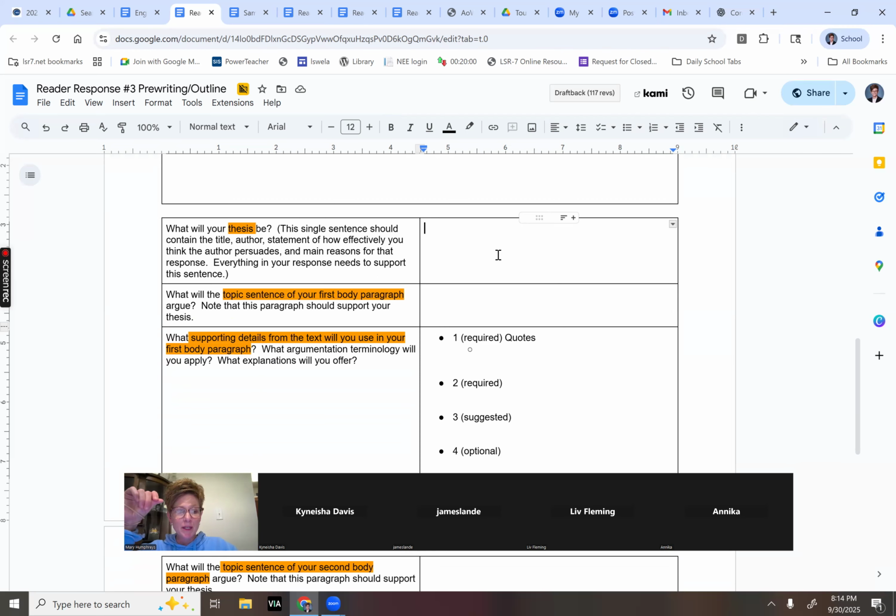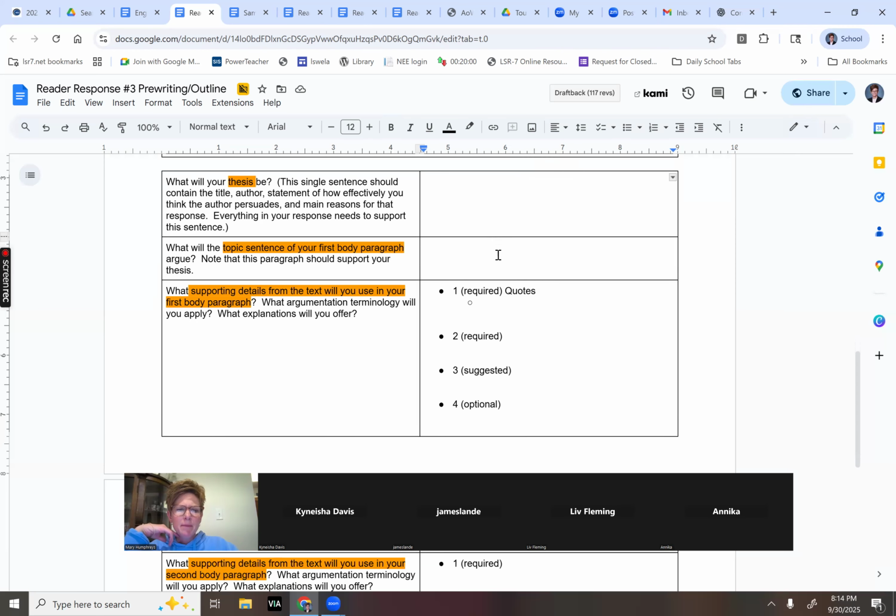That sample essay that we went through had a solid thesis statement. So if you go back and take a look at that, that will kind of help you preview. Then I put, what will the topic sentence of your first body paragraph argue? Right? And if you go back to that sample, it was like the author effectively uses Aristotle's methods of argumentation. That was their topic sentence.